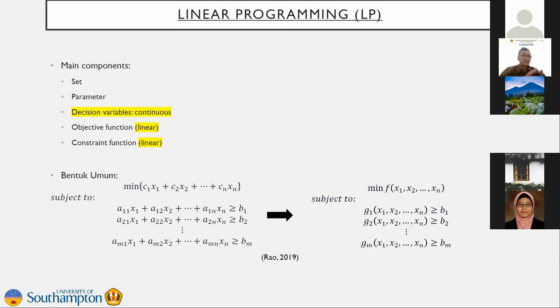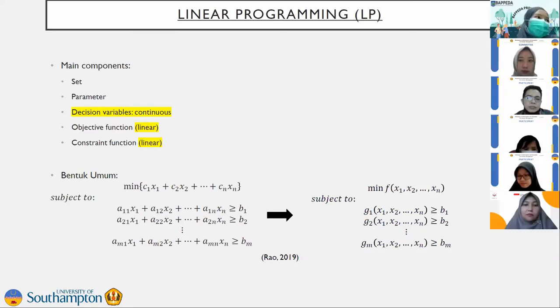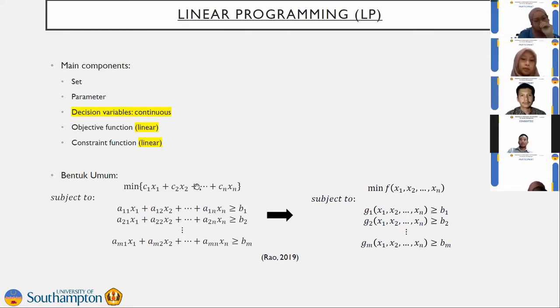Parameter is something that we know, data that we know, and it will be in the form of number. In this case, the parameter is C and A. So in the model, C and A is an exact number. It's in the form of data that we know. In addition to set and parameter, we also have other elements, which is decision variable. So we do not know the decision variable, and we would like to know the decision variables. So in this general form, as you can see, we would like to know the value of X. X is the decision variables.